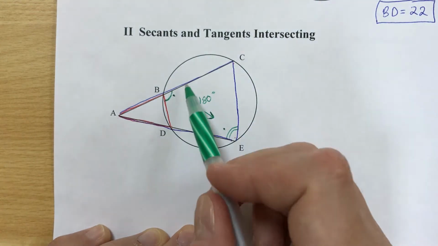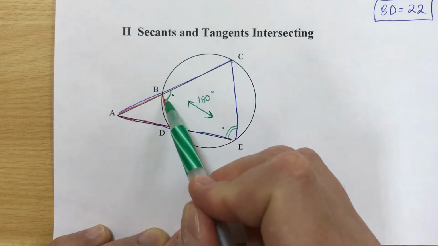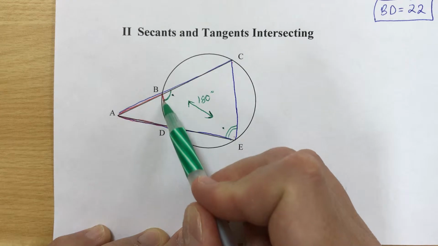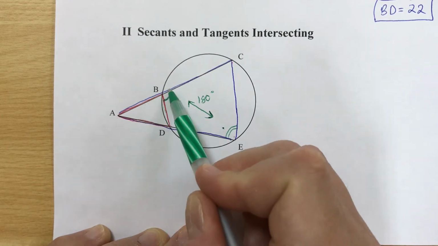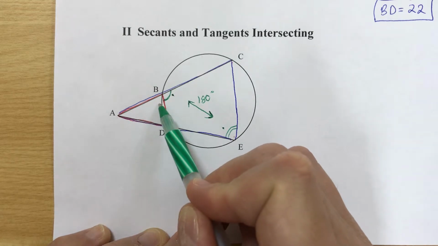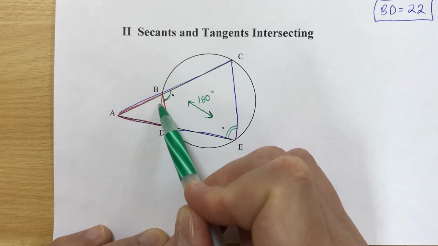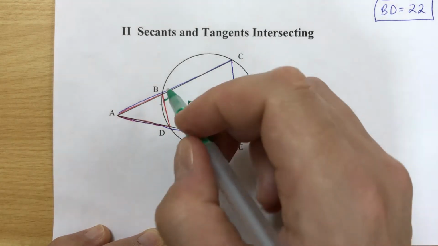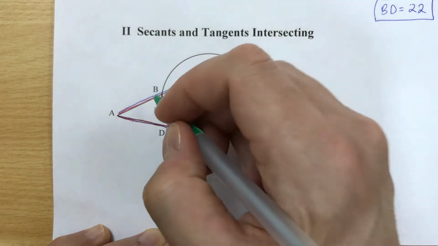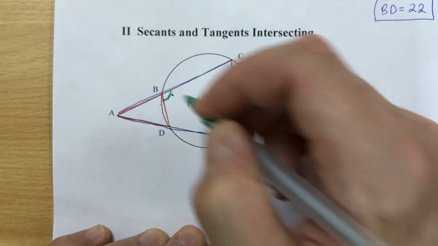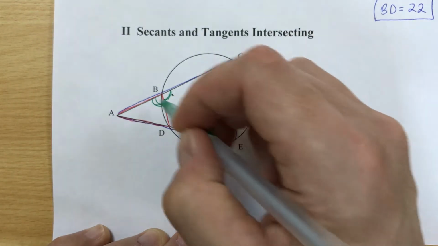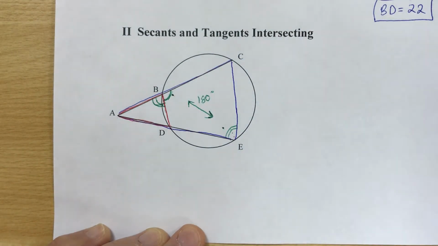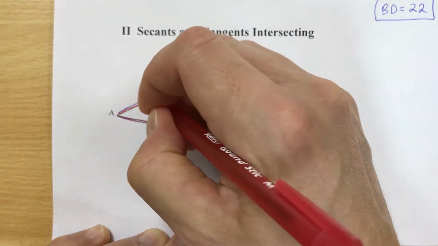But if we look at angle CBD with one arc, and then there's an angle next to it, angle ABD, well, that forms a straight line. That makes a linear pair. That also is supplementary. That must add up to 180. And so whatever this is, the supplement would be the same as this angle. So what happens is that these two angles have to be congruent. Okay, so I'll label them in red here.